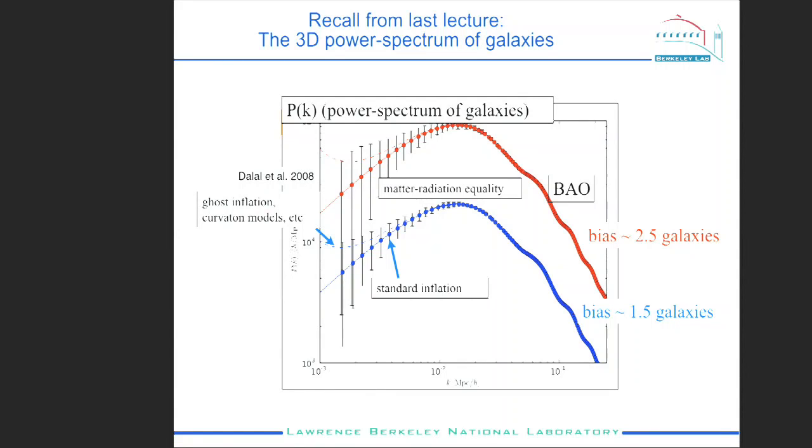This is linear bias, I'm assuming. If you have scale-dependent bias, you have to be very careful. Scale-dependent bias can mess up what you can learn about inflation or about neutrino masses. Okay, so this is a summary of any large-scale structure probe. Lyman alpha forest is no different.